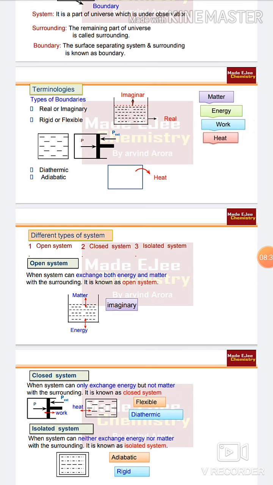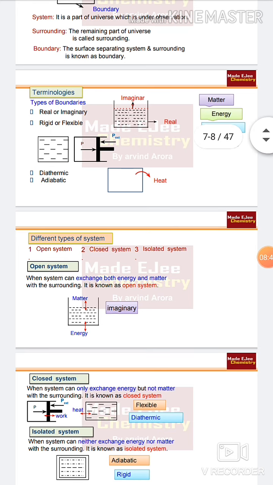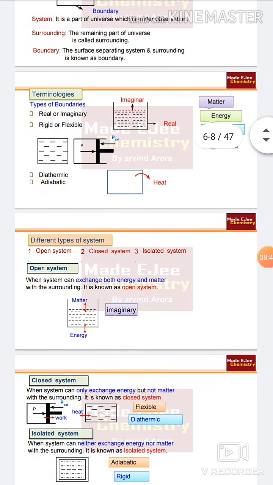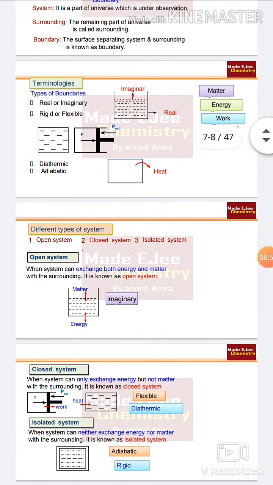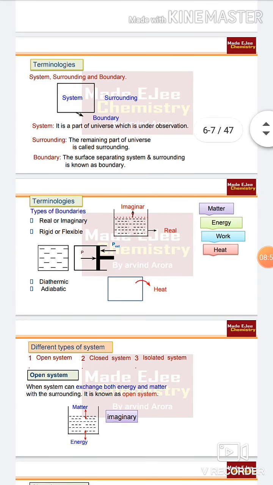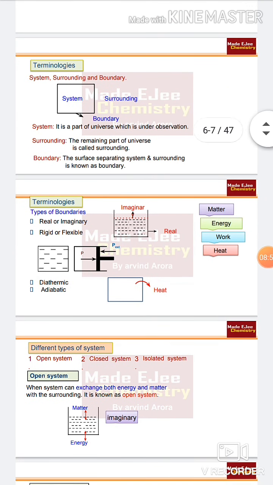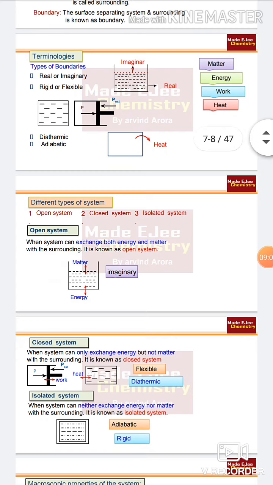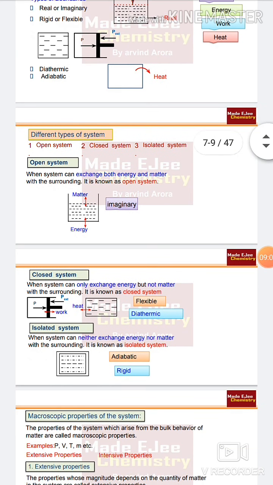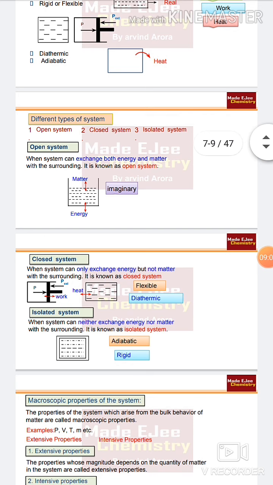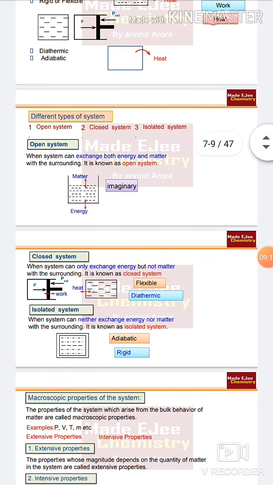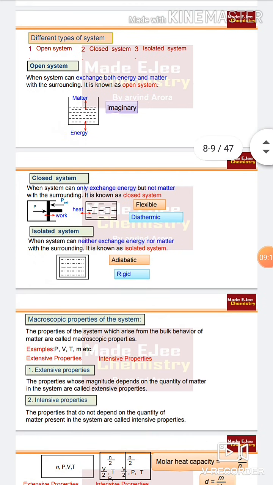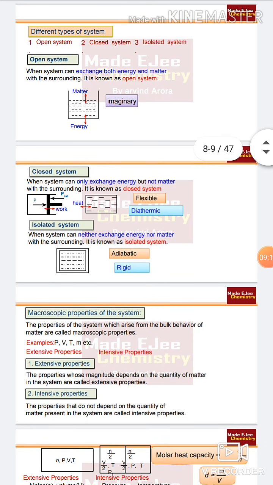So these are types of boundaries. Hope you understand. The types of boundaries are real or imaginary, rigid or flexible. It may be diathermic, it may be adiabatic. So these are some basic concepts of thermodynamics, that is system, surrounding and boundaries. The next is types of systems. There are main three types of systems. The first one is open system, second one is closed system, and third one is isolated system.